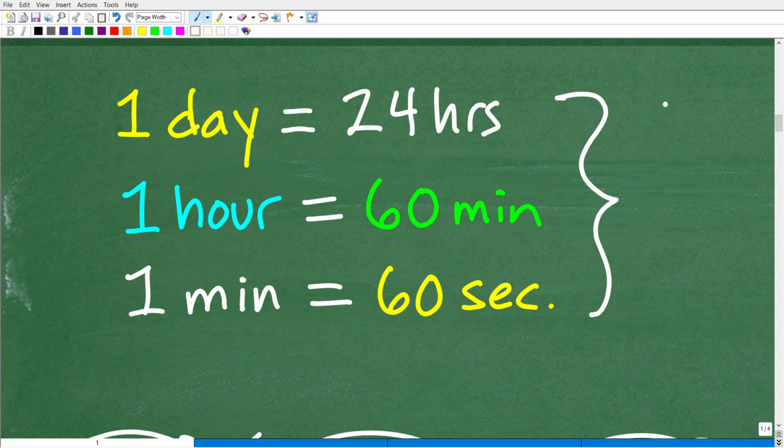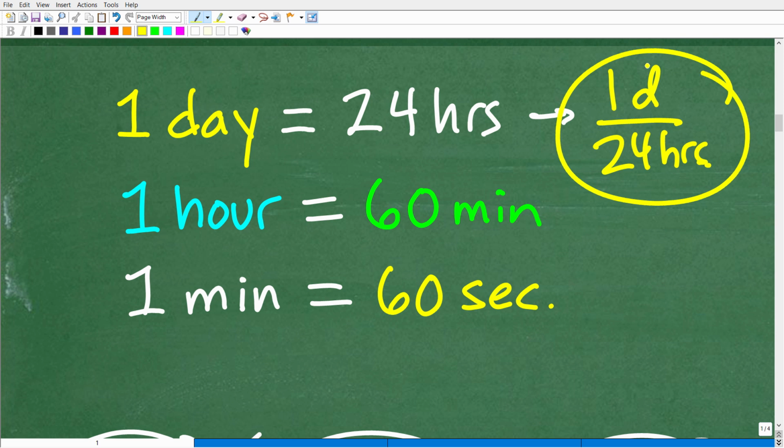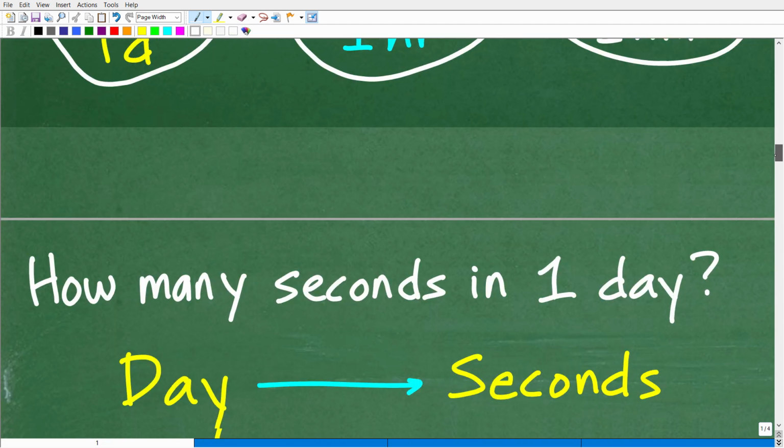So 1 day to 24 hours. For example, you know this in your brain, so I want you to think of it this way, all right? 1 day to 24 hours, okay? Now you have yourself a conversion factor. Now, what do we do with these conversion factors? Well, we use these conversion factors to convert from one unit to another, okay?